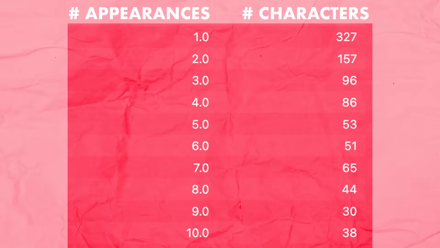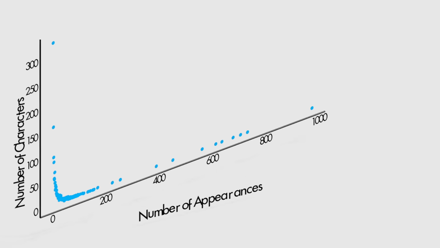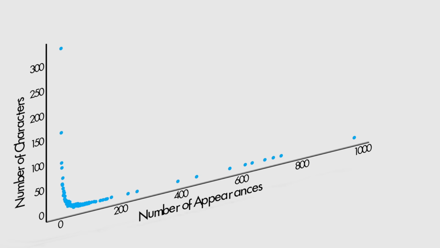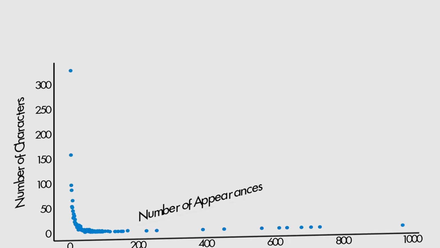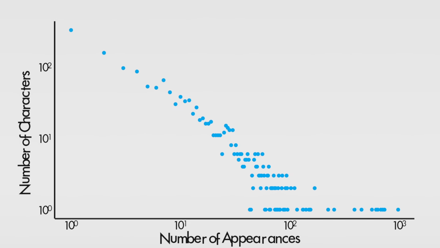Instead of looking at characters individually, I wanted to look at how character appearances are distributed. For example, there are 327 characters that appear only once. 157 characters appear twice, 96 appear 3 times, and while I could keep going quoting numbers at you for the next hour, I've instead made a graph, which admittedly is not very helpful as is. But if we switch it to log scale, we'll see the patterns a bit better.